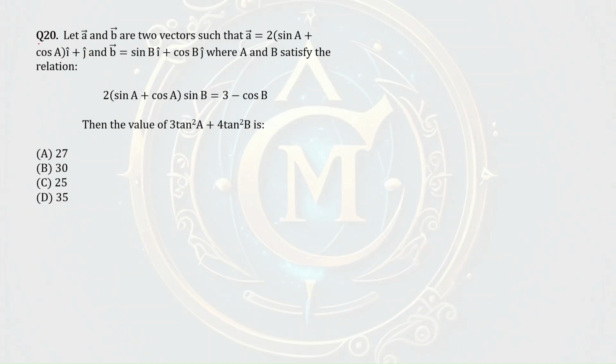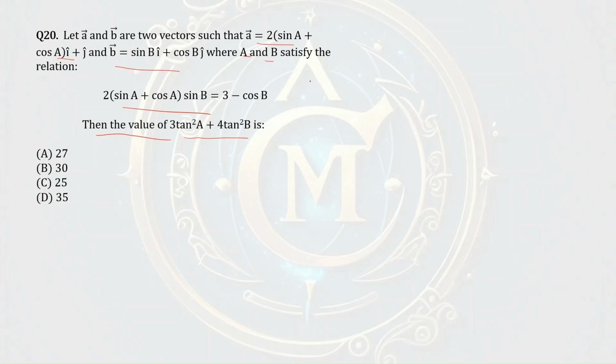Now this is the last question of part A, that is the section A, which contained 20 MCQ questions. So this question is from vector, I guess. Let A vector and B vector be two vectors such that A is this vector and B is this, where A and B, these angles, satisfy the relation this. So there is a little touch of trigonometry here. Then the value of 3 tan square A plus 4 tan square B is asked.